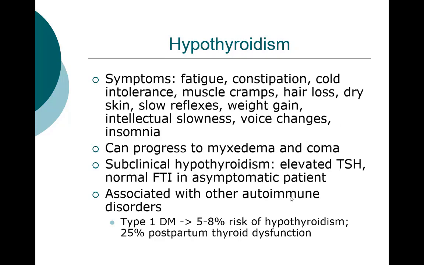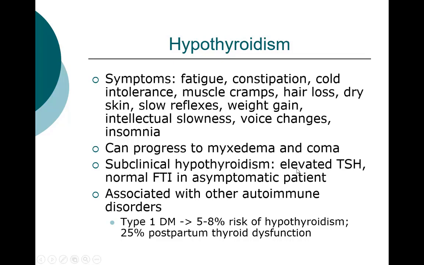We will shift to the other type of thyroid disease in pregnancy, which is hypothyroidism, which is the opposite. Of course, the symptoms, features and signs will differ. Opposite: fatigue, constipation, cold intolerance, muscle cramps, hair loss, dry skin, slow reflexes, weight gain, intellectual slowness, voice change with insomnia. Can progress to myxedema and coma.